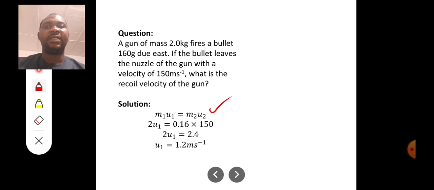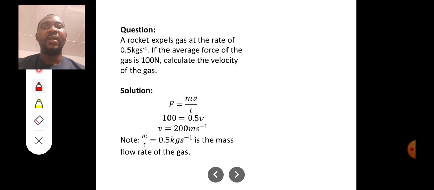So don't forget that Newton's third law of motion is actually based on that principle. Now here, a rocket expels gas at the rate of 0.5 kilogram per second. If the average force of the gas is 100 newtons, calculate the velocity of the gas.